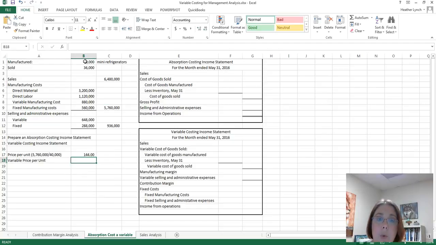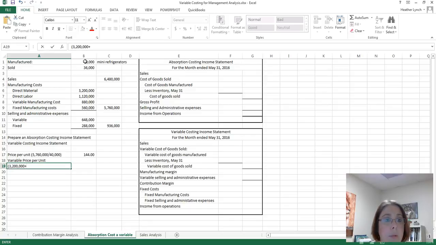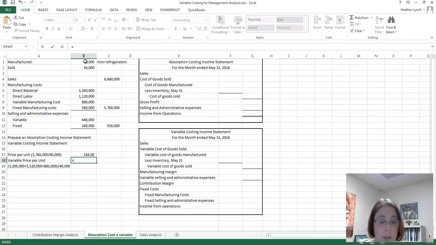Now there is a slight difference when we're doing the variable costing income statement. I need the cost per unit based on only variable. Okay, and let me go ahead and put it down here. So that's going to read where we're going to take our direct material, the 3,200,000, plus the 1,120,000. Remember, those are variable, plus our 880,000 variable manufacturing, and we'll divide that by the 40,000 units. Okay, so let's go ahead and do that.